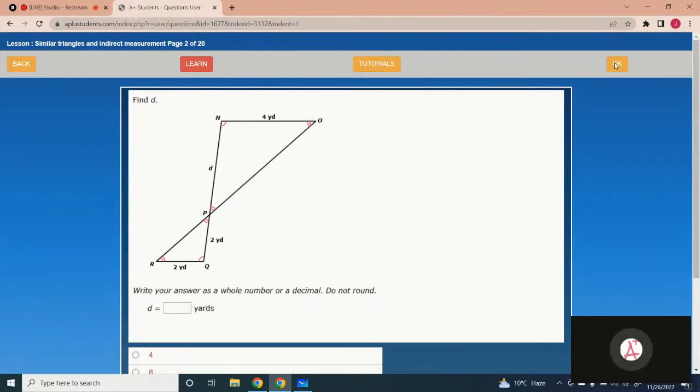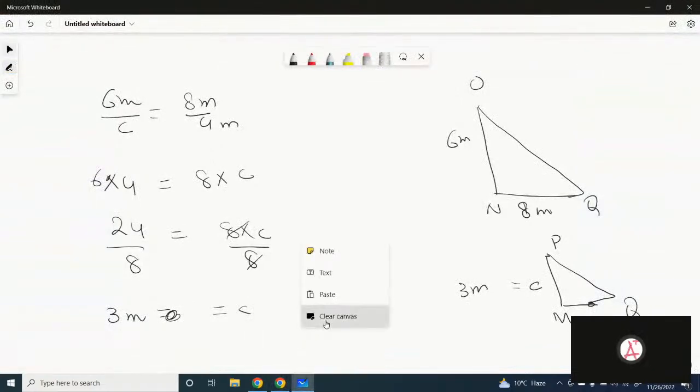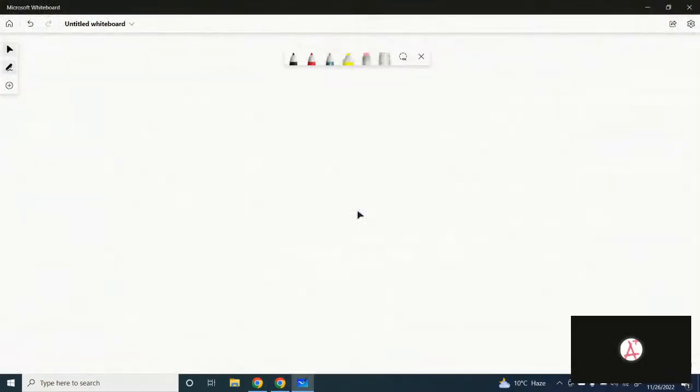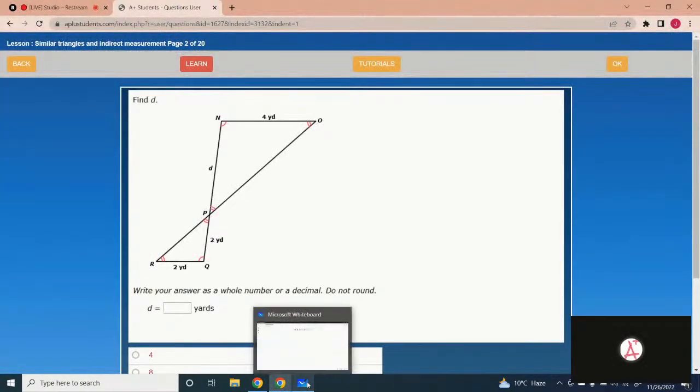Okay, the next one is, let me just draw two of the figures. Got it? Please write the question if you have any. Otherwise, if you know the answers, please write the answer in the chat box. Please communicate with me using the live chat button. Got it? Let me draw the two similar ones.